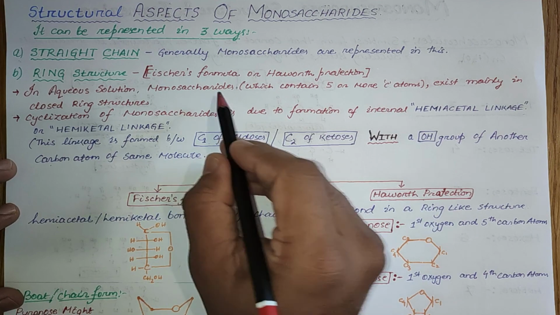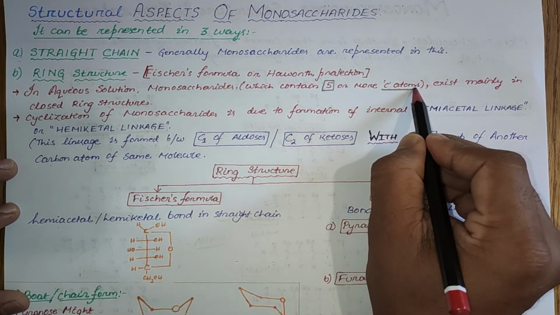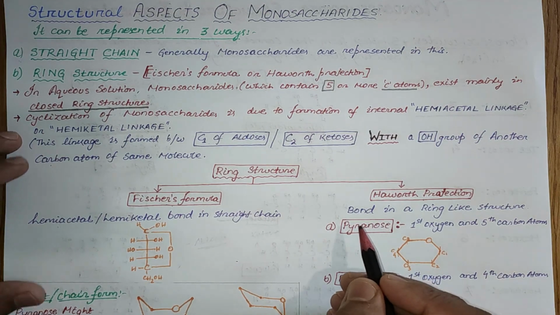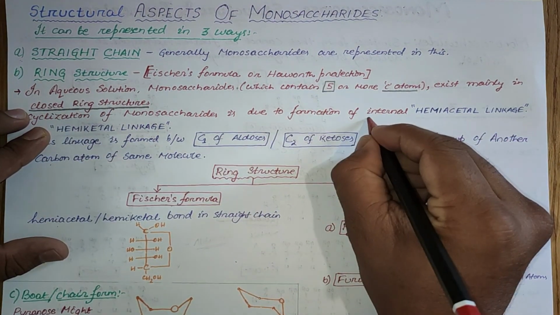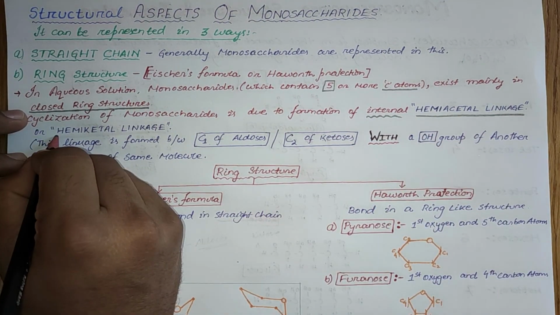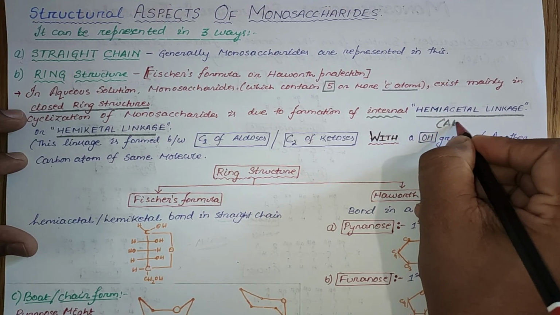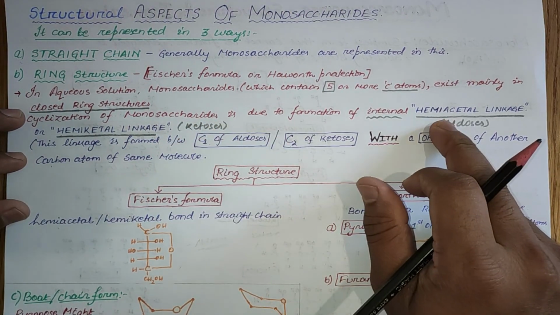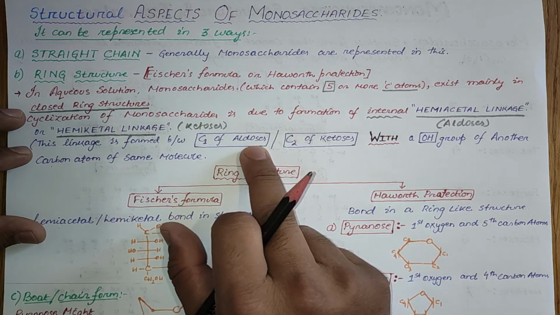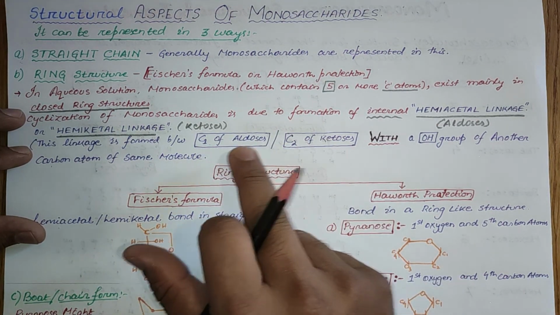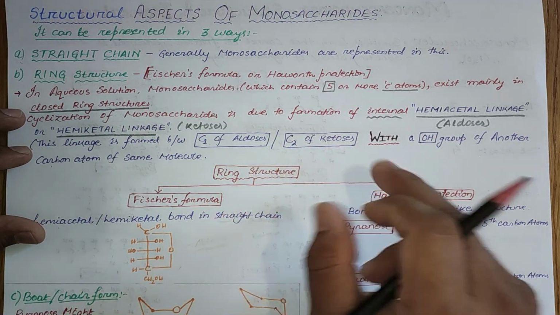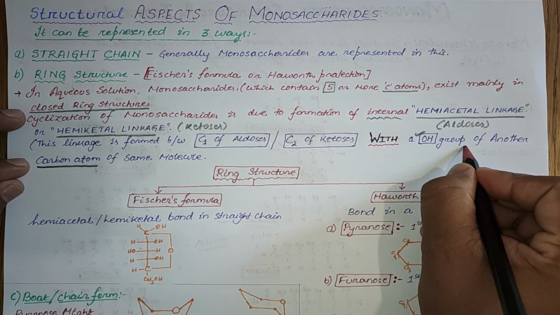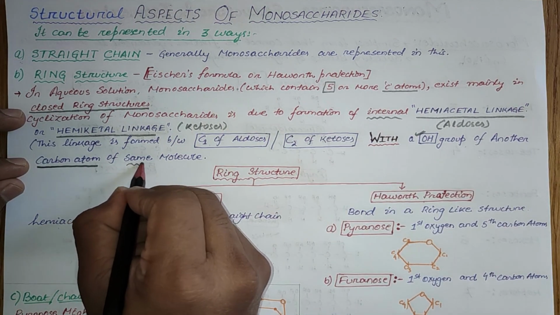In aqueous solution, the monosaccharides which contain 5 or more carbon atoms exist mostly in closed ring structures. The ring structure is due to the formation of an internal hemiacetal linkage or hemiketal linkage. Hemiacetal linkage is found in aldoses and hemiketal linkage is found in ketoses. These linkages are formed between C1 of aldoses, or C2 of ketoses, and the other carbon atom containing the OH group or hydroxy group of the same molecule.